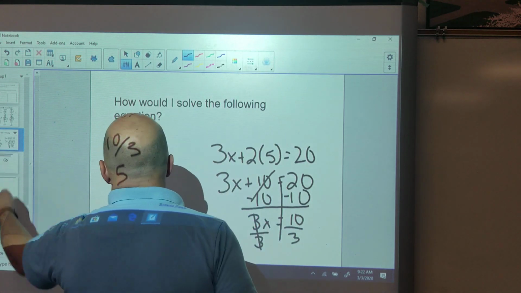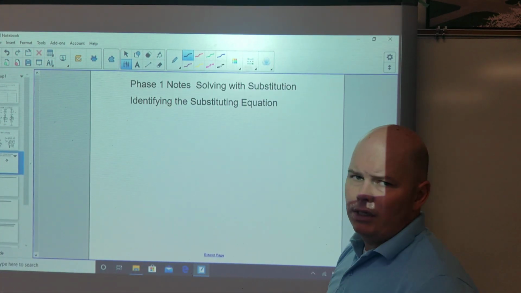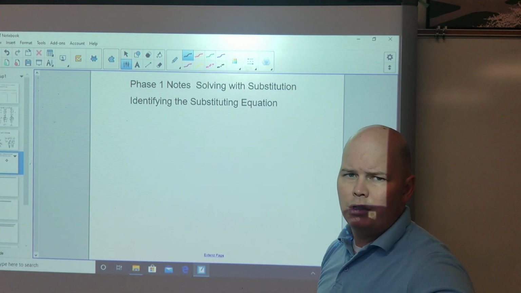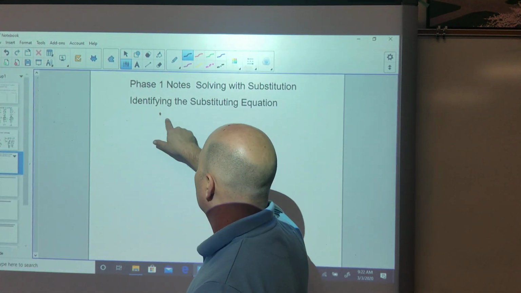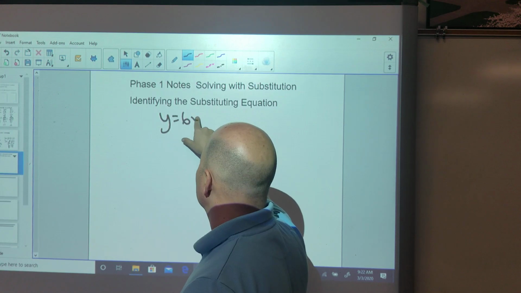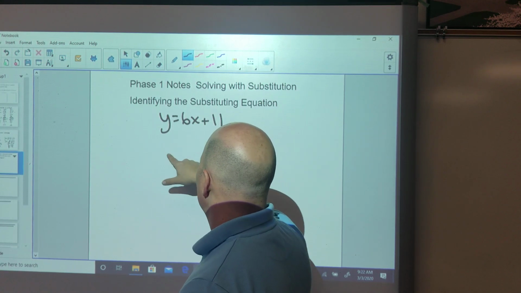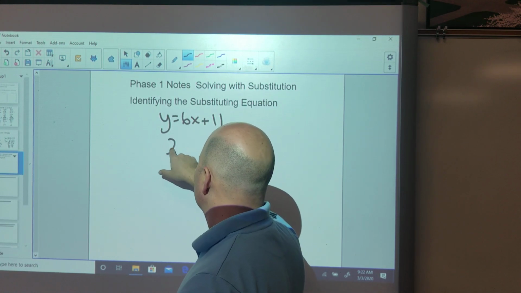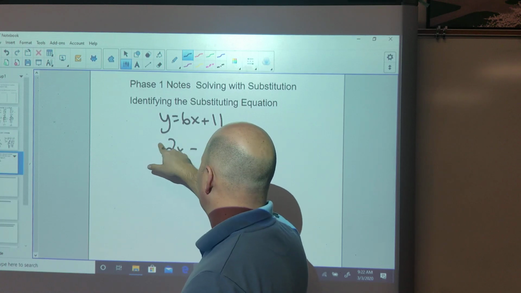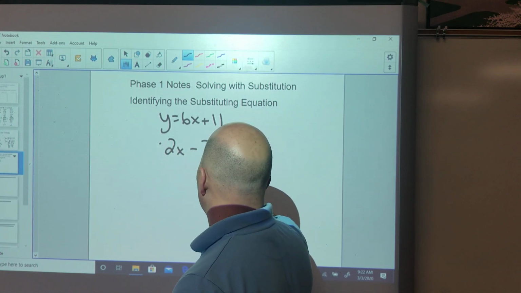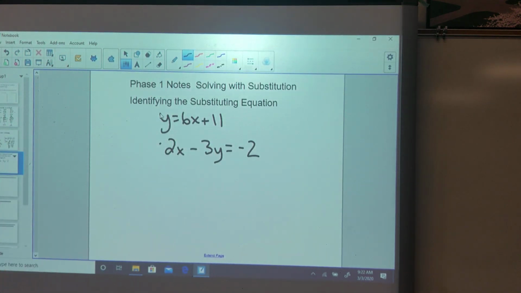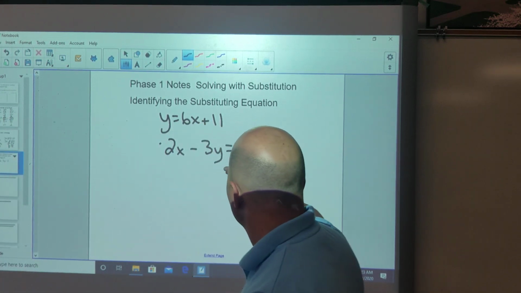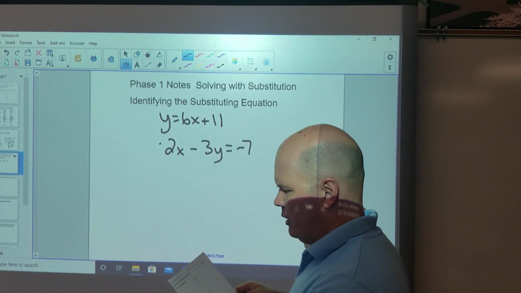Okay? So then, we decided to jump into our phase notes. Knowing that we just did a substitution, we wanted to expand it a little bit more. So we were looking at y equals 6x plus 11, and we were looking at 2x minus 3y equals negative 2. I believe that's what we're looking at. Let me, negative 2x minus 3y equals, I lied, negative 7 is the one we used in class.